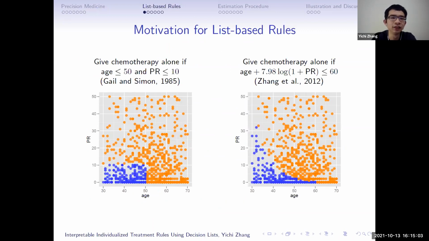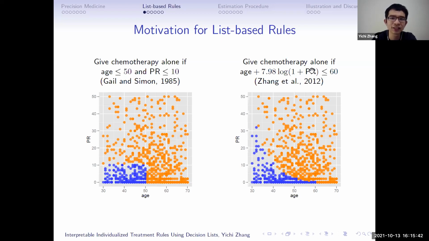Before going into the estimation details, let's first talk about what kind of rule we want in precision medicine. In this very early paper, Zhang and Simon proposed a rule that if the age is less than or equal to 50 and the progesterone receptor level is less than or equal to 10, then we should give chemotherapy alone, otherwise give chemotherapy with tamoxifen. But this kind of rule is not very common in statistical literature.